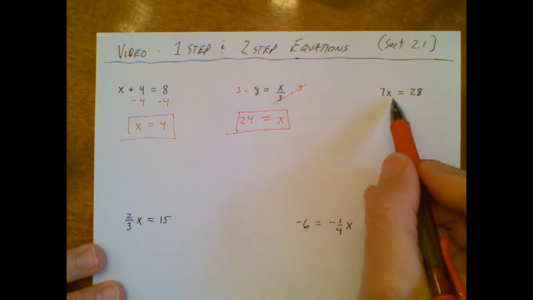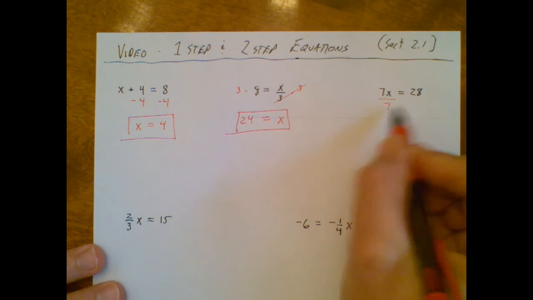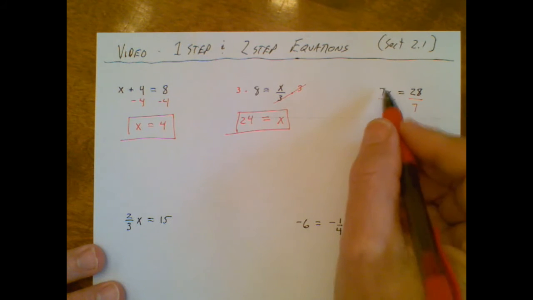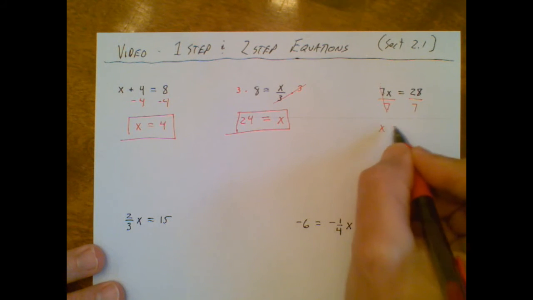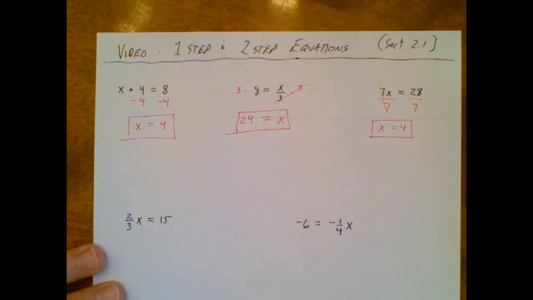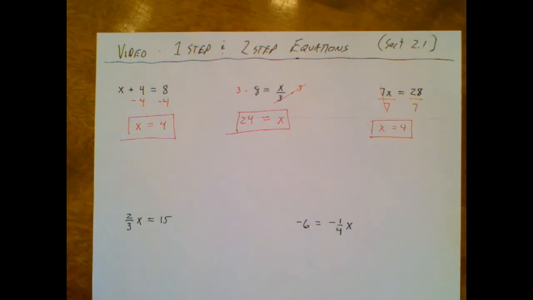My goal is to get x by itself. 7's attached by multiplication. The opposite or inverse operation of multiplication is division. So I divide each side by 7. Those reduce. Life is good. But notice how in every single problem I'm doing, you're seeing my work on both sides of the equal sign.